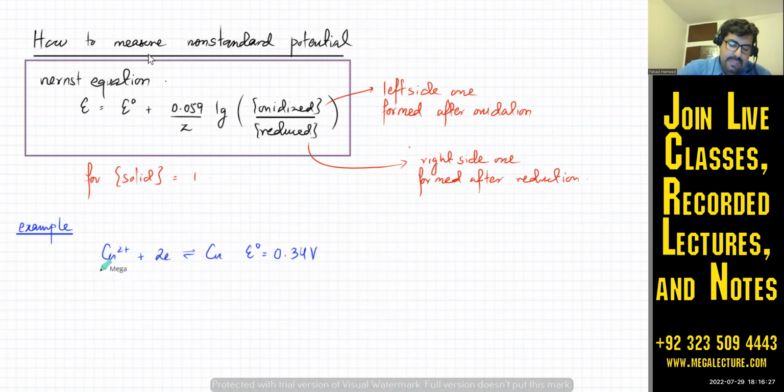But in their electrode, the concentration of copper ions is 0.01 mole per dm cube. And it's a lot less than 1 mole per dm cube. Where do you think the equilibrium will shift? Backwards or forward? I mean, it should have been 1 mole per dm cube, but they're using 0.01 mole per dm cube. So where would the equilibrium shift?